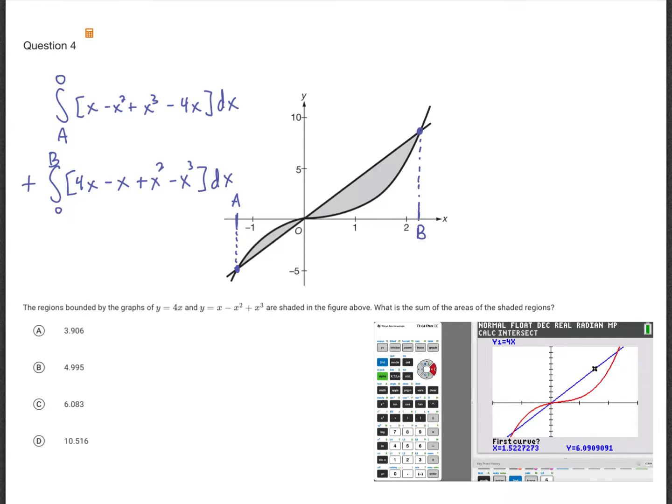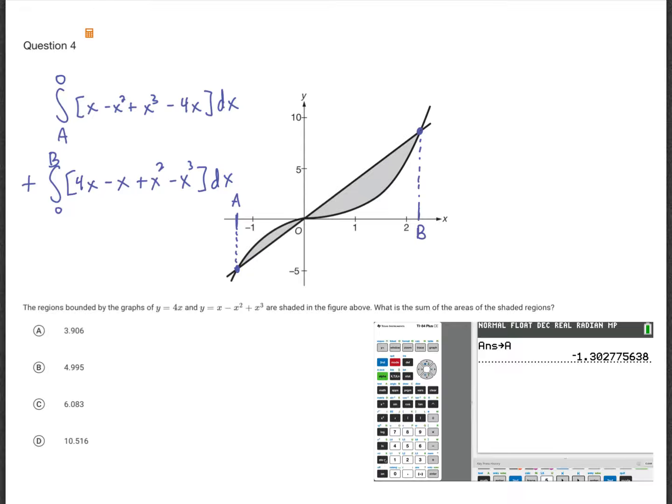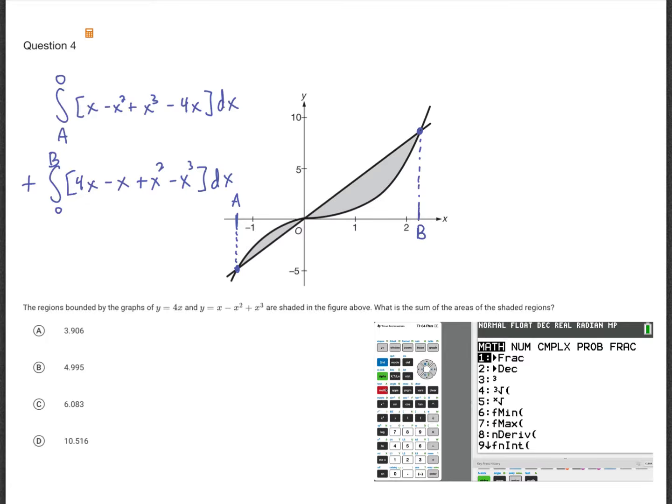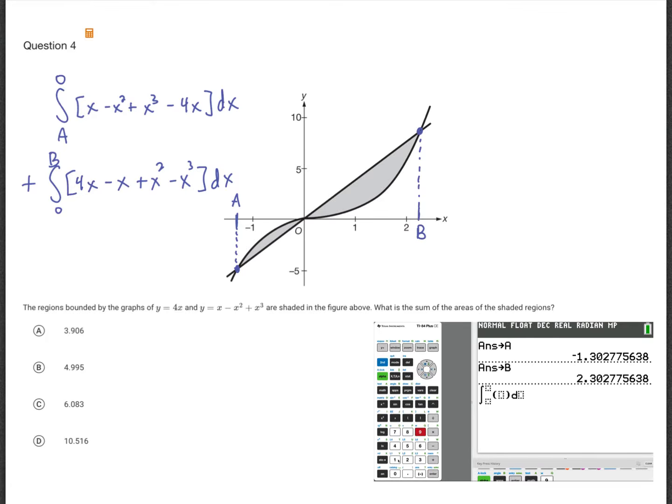So now we'll find the other intersection point. Hit enter 3 times. Okay, there's our x value down there, 2.3. Second quit, store that as b, different letter. And then now we can set up our integral. So now we'll do math 9. Our first integral will go from a to 0, just like we have written.